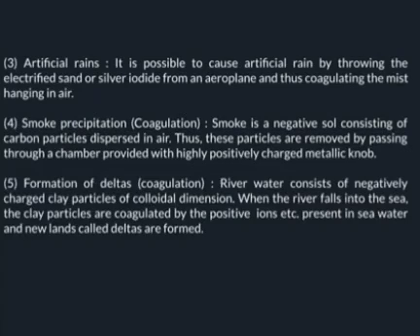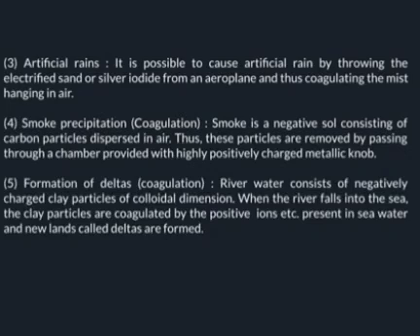3. Artificial rains. It is possible to cause artificial rain by throwing electrified sand or silver iodide from an aeroplane and thus coagulating the mist hanging in air. 4. Smoke precipitation. It is also coagulation. Smoke is a negative sol consisting of carbon particles dispersed in air. These particles are removed by passing through a chamber provided with a highly positively charged metallic knob.